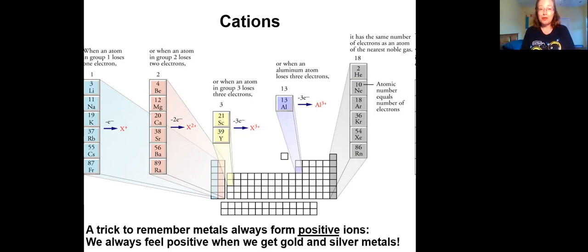A trick to remember that metals always form positive ions, if I haven't said it enough yet, you think how you will feel positive when someone gives you some gold or silver or metal. So remember your good old gold, Au, bring me back my gold necklace, or maybe somebody gave you some silver and you're like, hey, or copper. Those are all going to form positive ions.